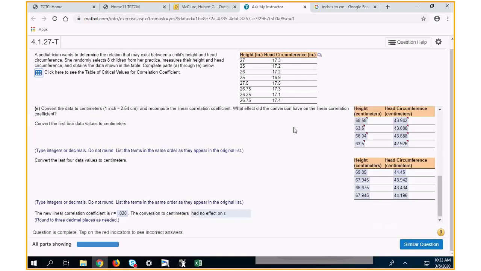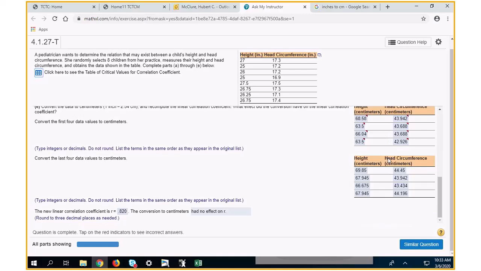And then they're going to ask you to change it into this, and you change it into that, and there's no effect. The only difference is the y-intercept, because the y-intercept is based on the numbers, and it's going to be different. The slope and the R, the correlation coefficient, is the same.